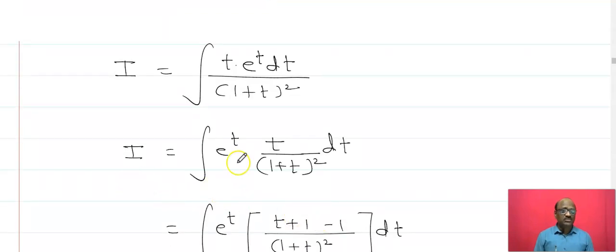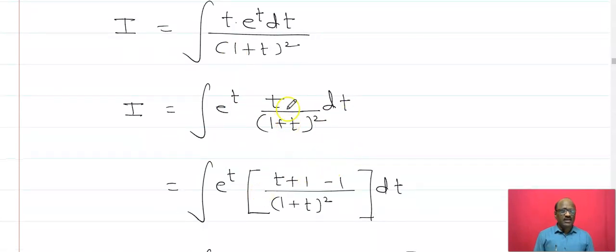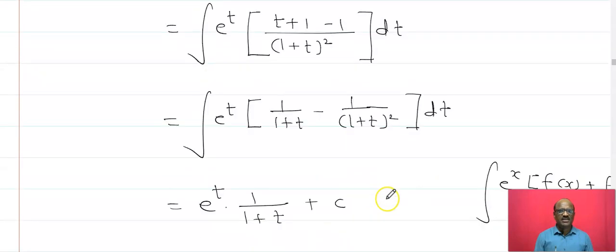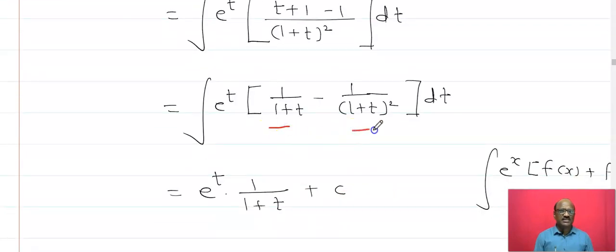Now see this here. I equals integral e raised to t into t upon 1 plus t, bracket square. Now again it is of the form, which form? Integral e raised to x in brackets f of x plus f dash of x, complete, into dx equals e raised to x into f of x plus c. It is of that form. What will we do here? t plus 1 minus 1. Split this up: t plus 1 upon 1 plus t, bracket square, but t plus 1 cancels. Then you will get 1 upon 1 plus t minus 1 upon 1 plus t, bracket square, into dt. Here this is f of x and this is f dash of x.